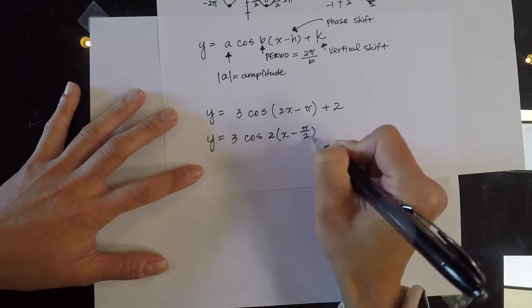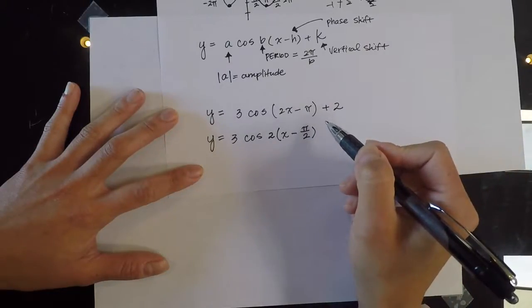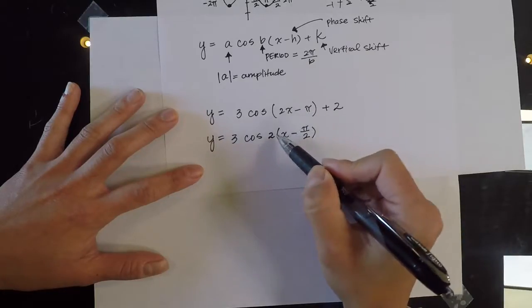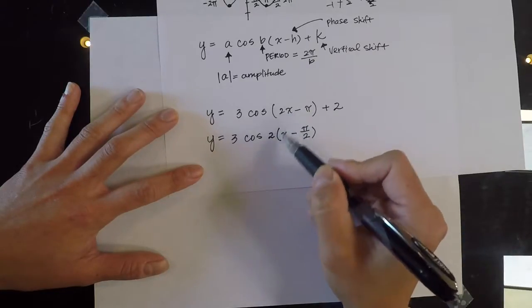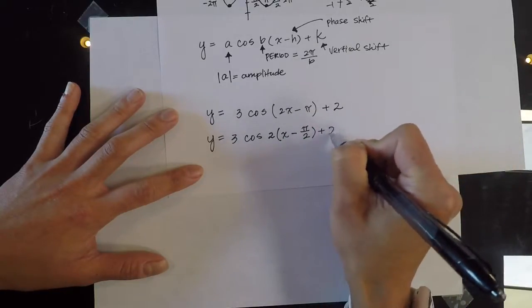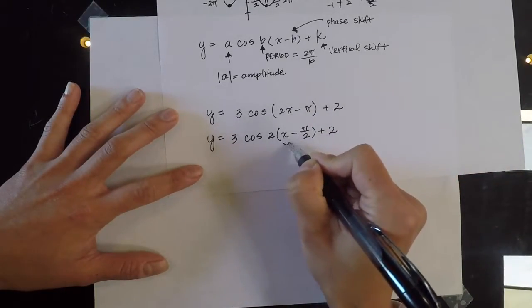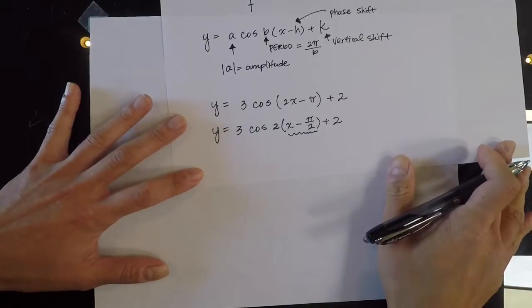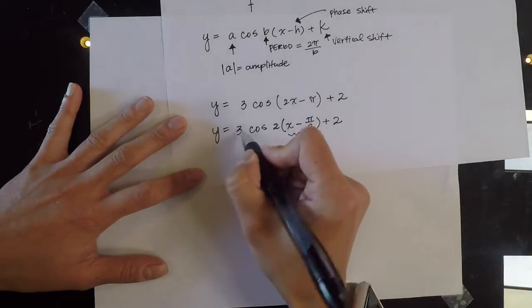Pi over 2. If you ever have trouble deciding that, you can always distribute it back to solidify what you did is right. So if I were to distribute, 2 times x is 2x, 2 times pi over 2 is pi, okay, so I did it right. Now, the reason you should always factor out the b is because that's going to help you to decide what the phase shift is. So before I even graph anything, I'm going to start deciding things I know.